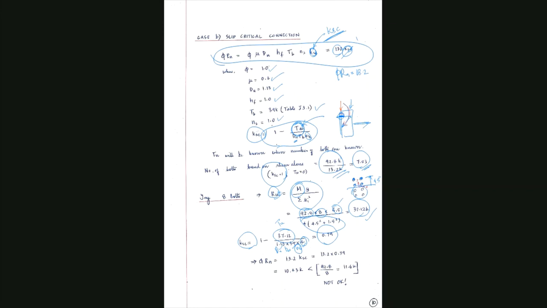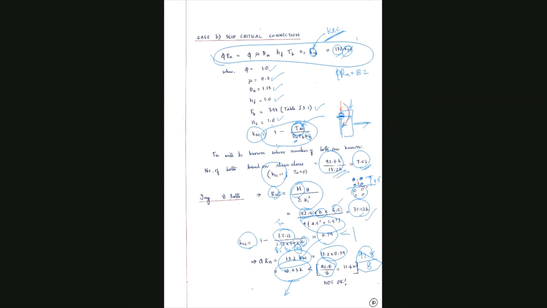So now you're in a position to substitute the value of KSC into this equation. You get 13.2 times KSC. You get a value of 10.43. This is the shear. Now the shear per bolt is 9.2. This is the shear acting divided by the number of bolts, 8, which is less than the load acting.